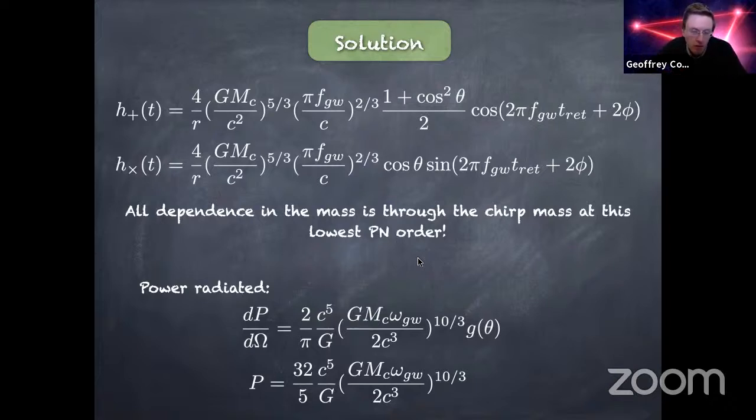So this is why when you observe this inspiral, the first thing you can find is the chirp mass, because all the dependence on the masses is in this combination. So if you re-express the power radiated in terms of the chirp mass, these are the formulas that you would find. It's just a substitution.